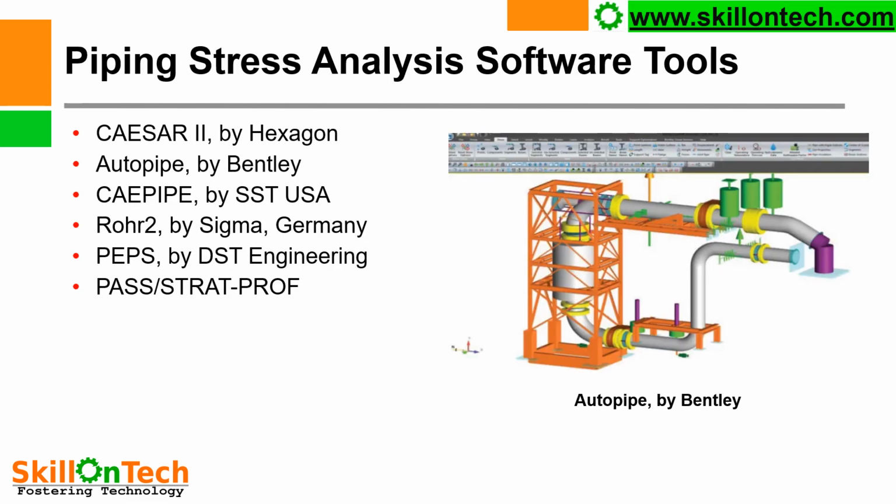These piping stress analysis software tools are available in the market: CAESAR II by Hexagon, AutoPIPE by Bentley, CEPIPE by SST USA, ROHR2 by Sigma Germany, PAPS by DST Engineering, PASS/START-PROF. So these are some of the software available, and a piping stress engineer must do the stress analysis of the piping, and then it should be provided to a field engineer.